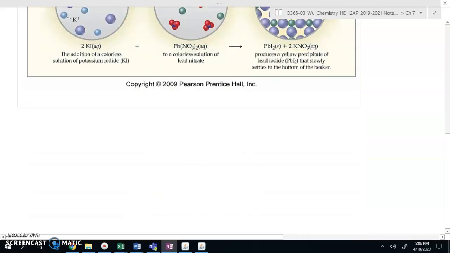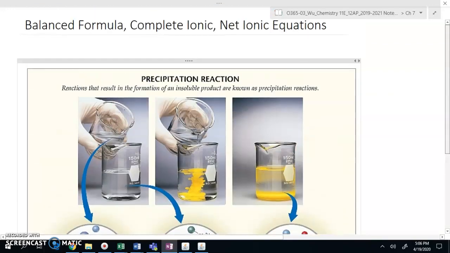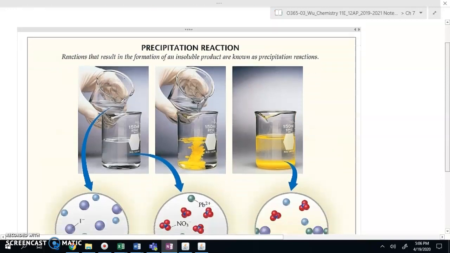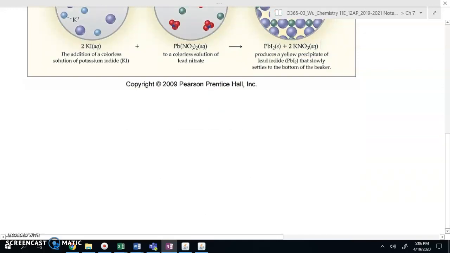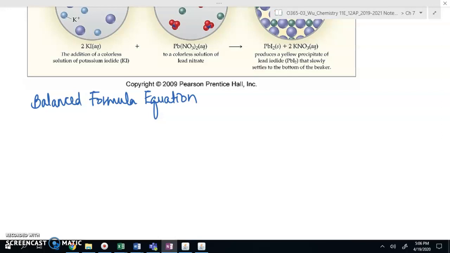All right. So again, the title is Balanced Formula, Complete Ionic, and Net Ionic Equations. So there are really three equations that we can write. This first equation is what you're used to. This is our balanced formula equation. Now in our balanced formula equation, just because it is significant, do write down whether that reactant or product is aqueous and soluble, or whether it is a solid and is our precipitate that is of low solubility.